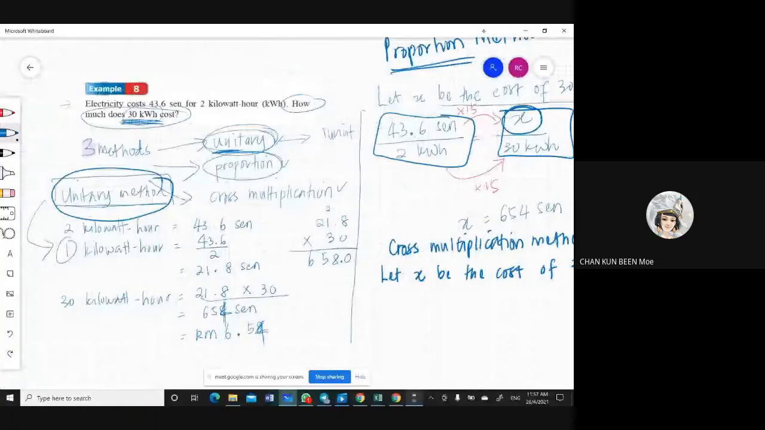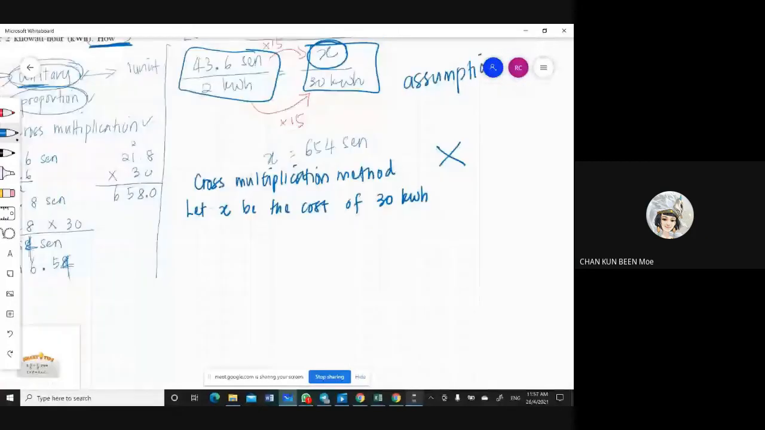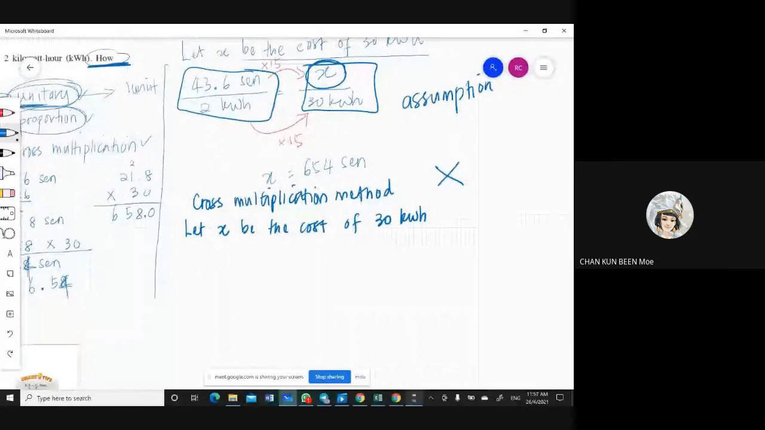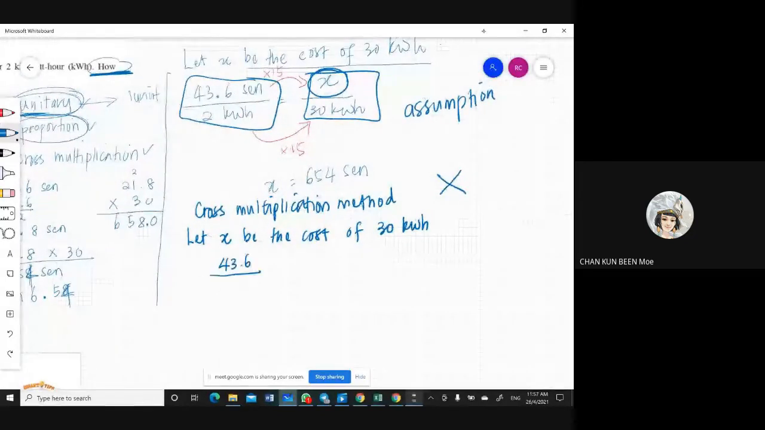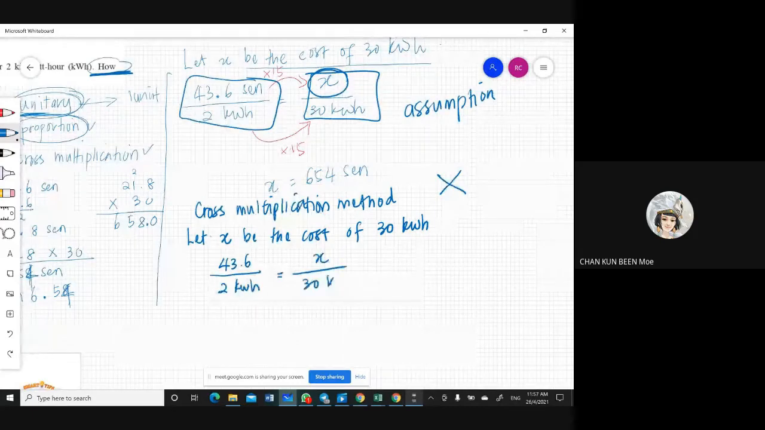How much does 30 kilowatt hour cost? So it depends on the question. If they ask you how much are 2 pieces of watermelon, you are going to make the assumption: let x be the price of 2 pieces of watermelon. So over here, let x be the cost of 30 kilowatt hour. Then we continue, the rest will be the same. I just copy down 43.6 over 2 kilowatt hour equal to x over 30 kilowatt hour.